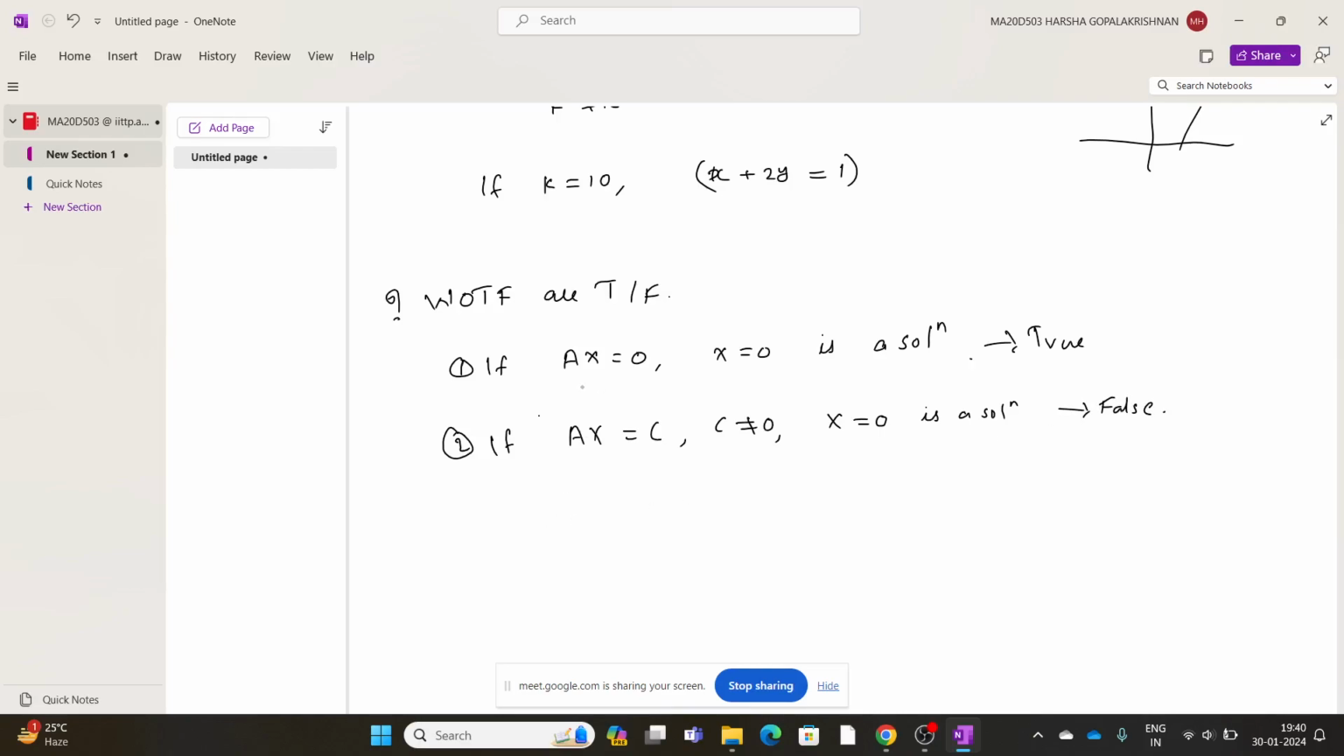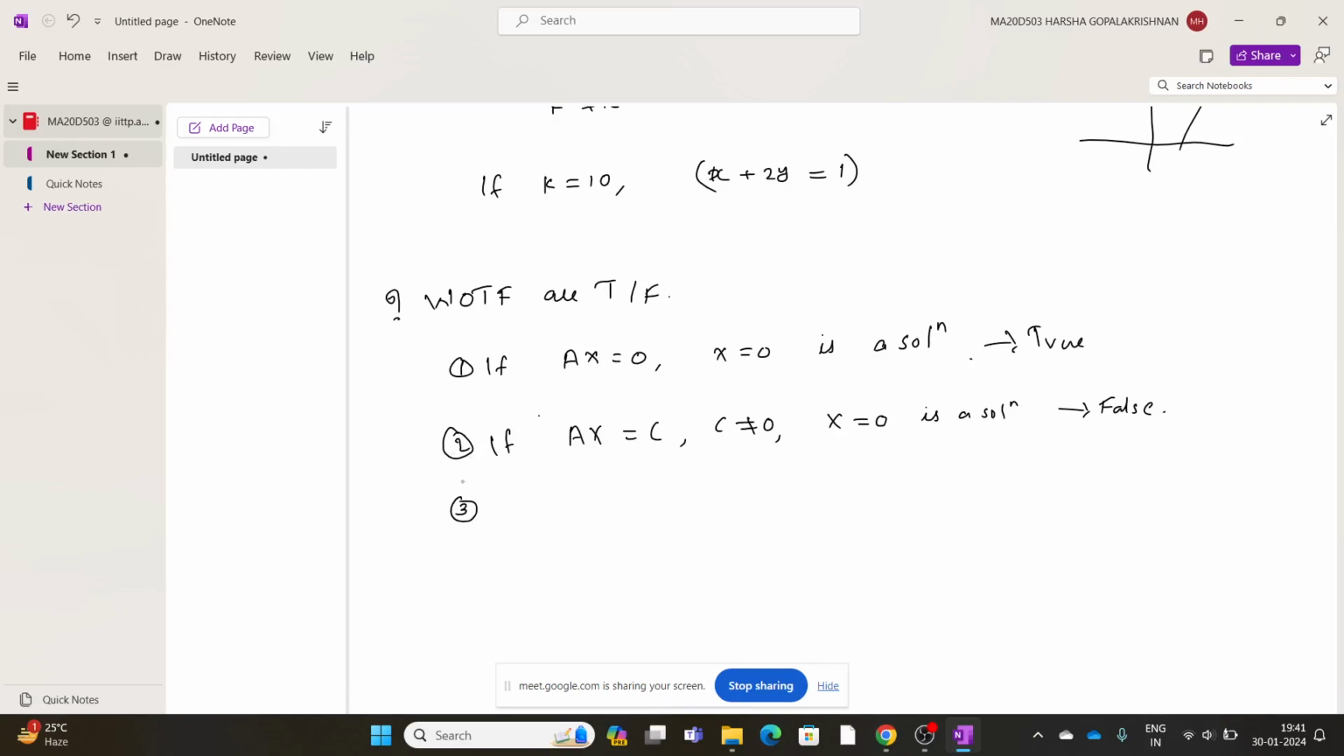One thing we should note here is that if, instead of c, the right hand side is 0, that kind of system is called a homogeneous system. In that case, we always have a solution, the trivial solution 0. But in Ax equal to c with c non-zero, we need to check whether it is consistent or not, because in the homogeneous case it is always consistent. In this case we don't know, it can have a solution or not.